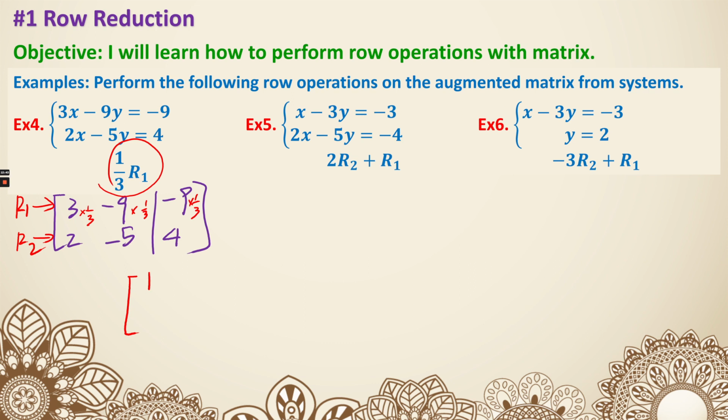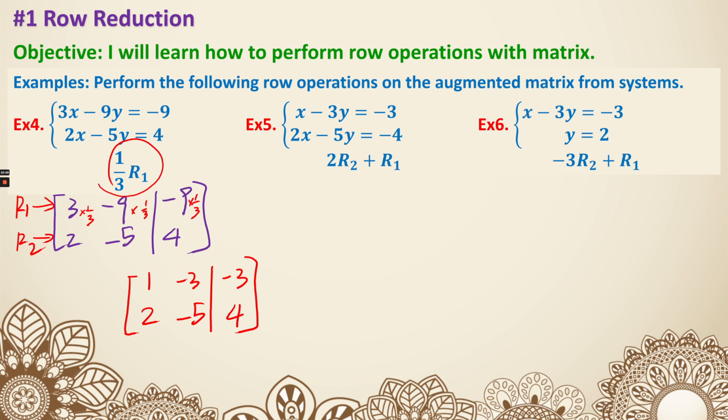3 times 1/3 is a 1. -9 times 1/3 is a -3. -9 times 1/3 is another -3. But I didn't do anything to the second row, so I'm going to copy it down. 2, -5, 4. That is my second row. And that is the whole thing after the operation of 1/3 times row 1.